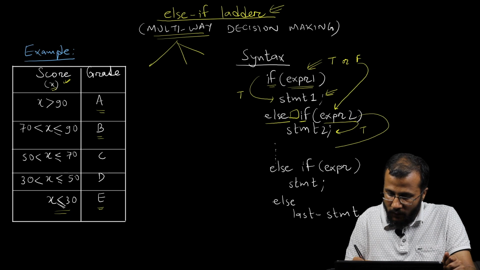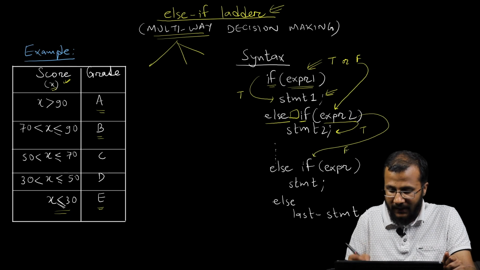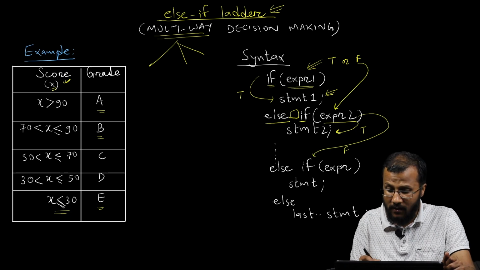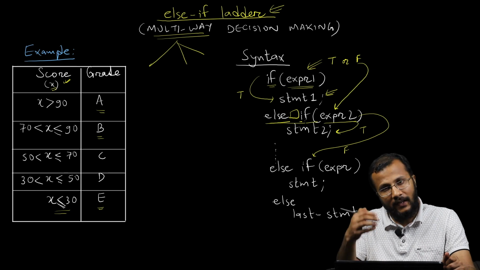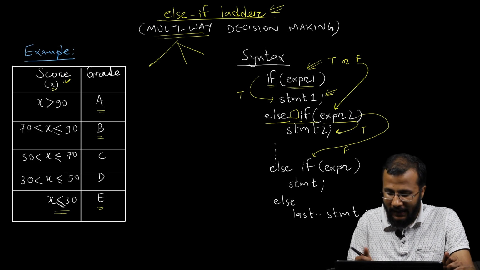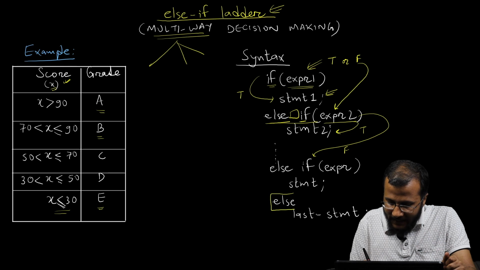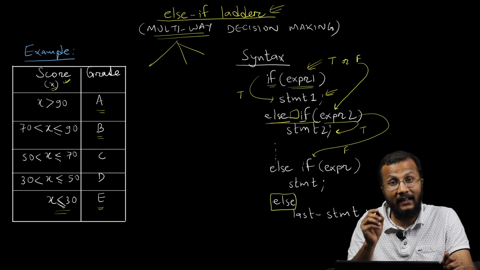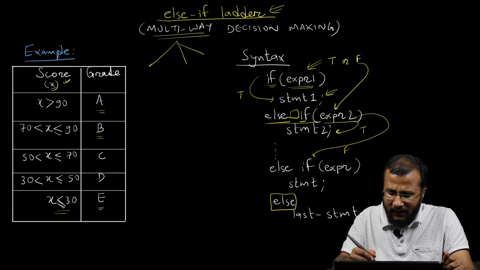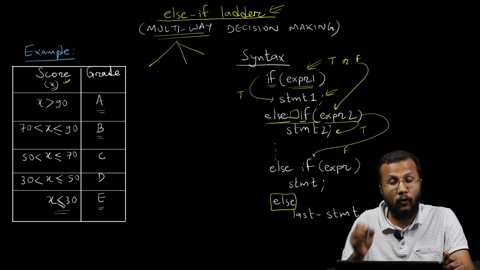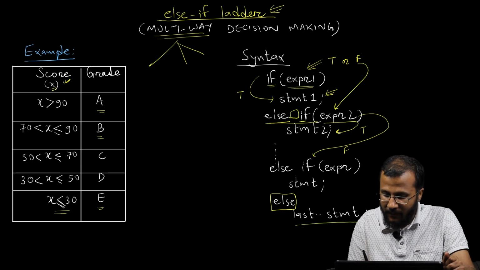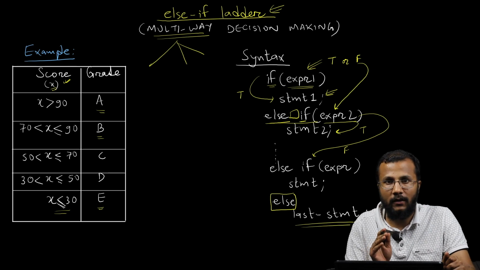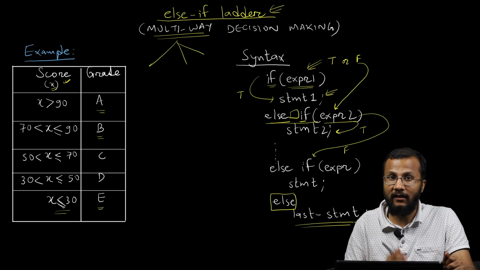But if this is false, you go to the next one, and you can have multiple sequences of else if, else if, else if, as many as you want. And finally, you should end with else. This is a very important point to note: the else-if ladder should always end with else. If none of the expressions are true, then the last statement is executed by default. So this is how the else-if ladder works.